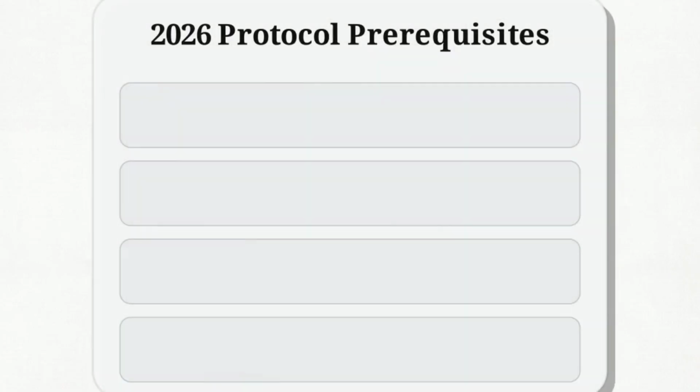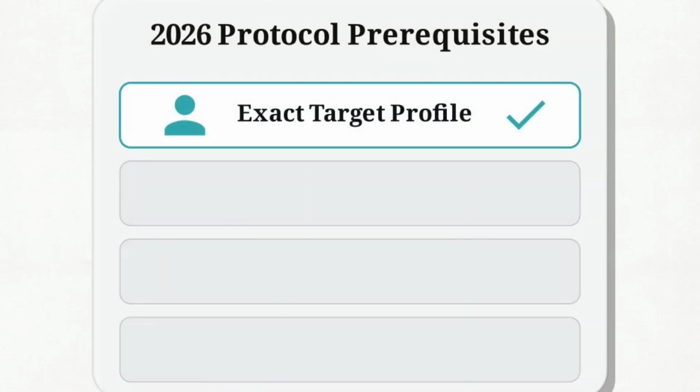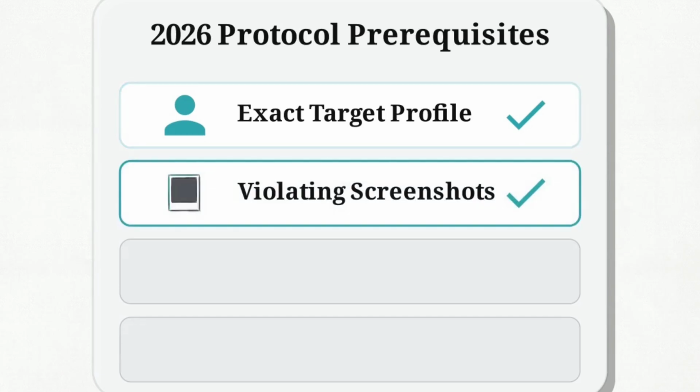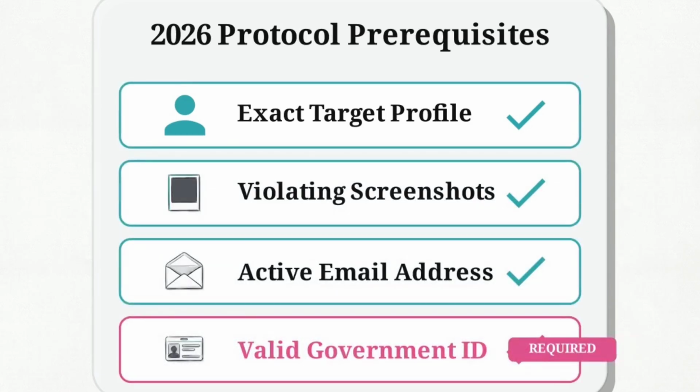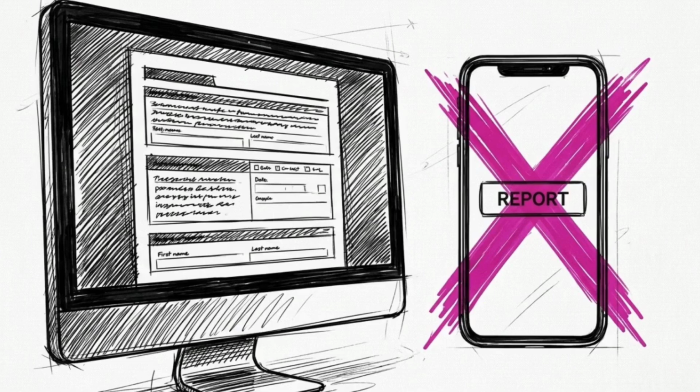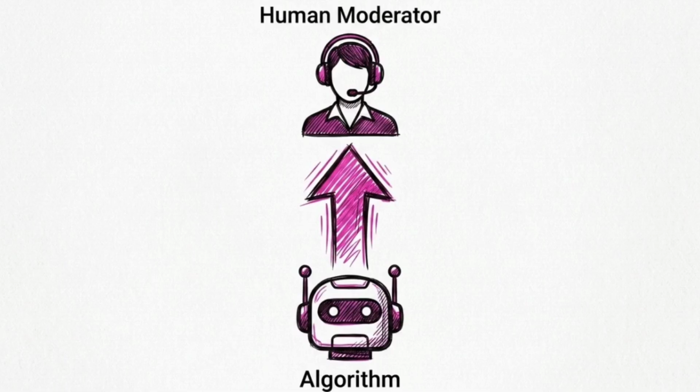Before we start, you need to have 4 things ready. You need the exact target profile, screenshots of the violating content, an active email address, and a valid government ID. By treating this process as a formal legal submission rather than a quick in-app complaint, you compel the algorithm to escalate your ticket to a human moderator.